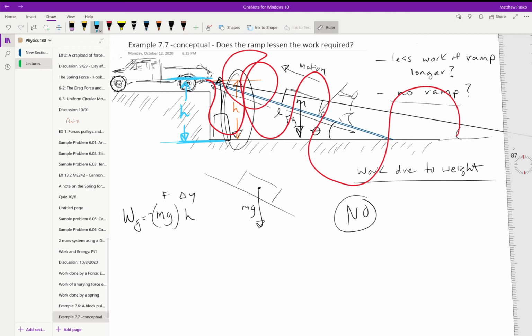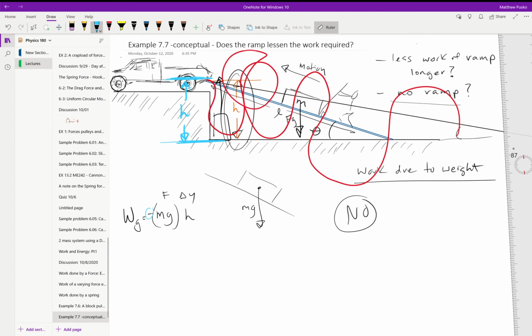So when we're dealing with the work due to a gravitational force, or a mass having a weight to it, all that matters is the displacement in the direction of that force. And we get the minus sign because the displacement is going up and the force is acting downwards. So, no, none of these scenarios make you do less work. Yes, the ramp makes it easier, but you still have to do the same amount of work. You still use the same amount of energy.